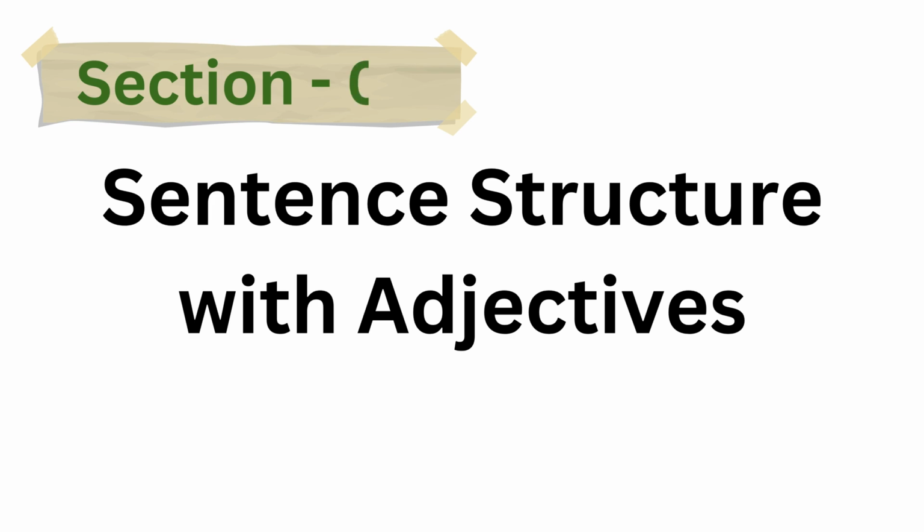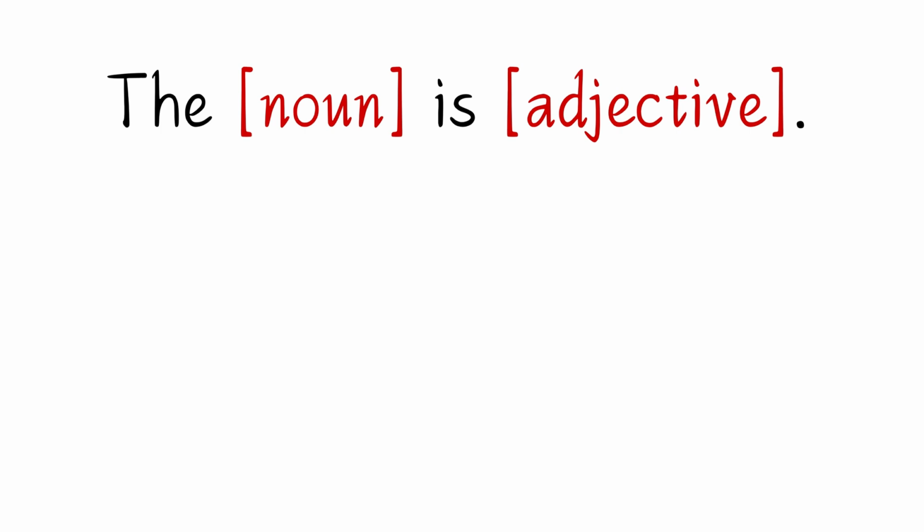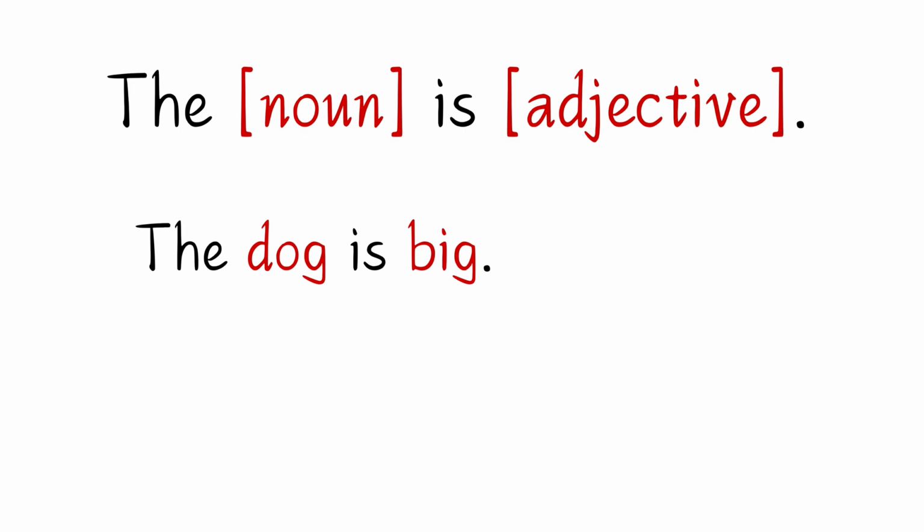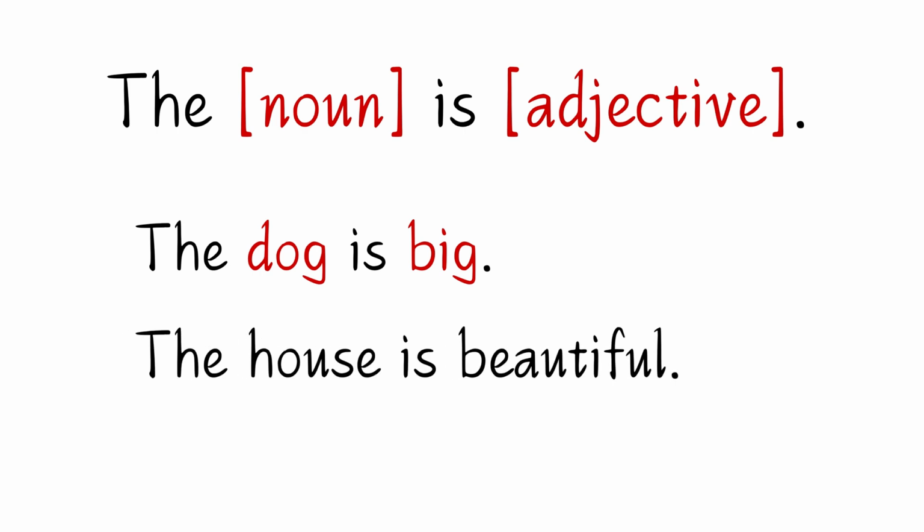Section 3. Sentence structure with adjectives. Now, let's learn how to use adjectives in sentences. A simple sentence structure looks like this. The noun is adjective. Let's break this down. The dog is big. The house is beautiful. In these examples, we have a noun, dog, house, and an adjective, big, beautiful. The adjective tells us more about the noun.